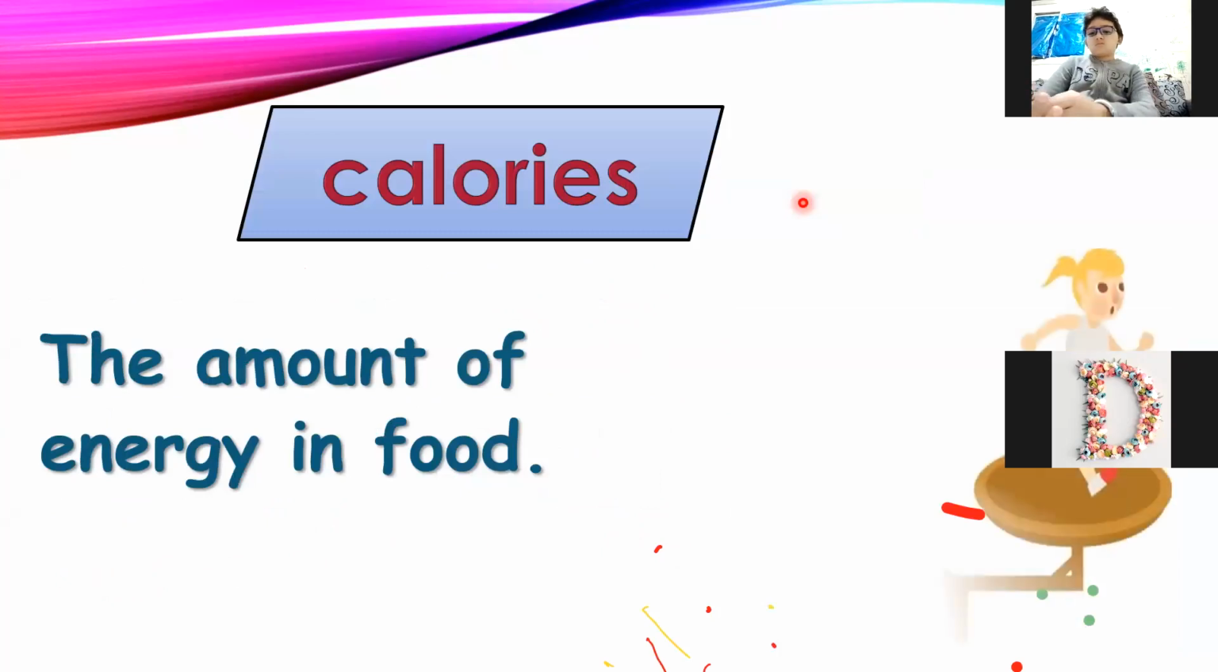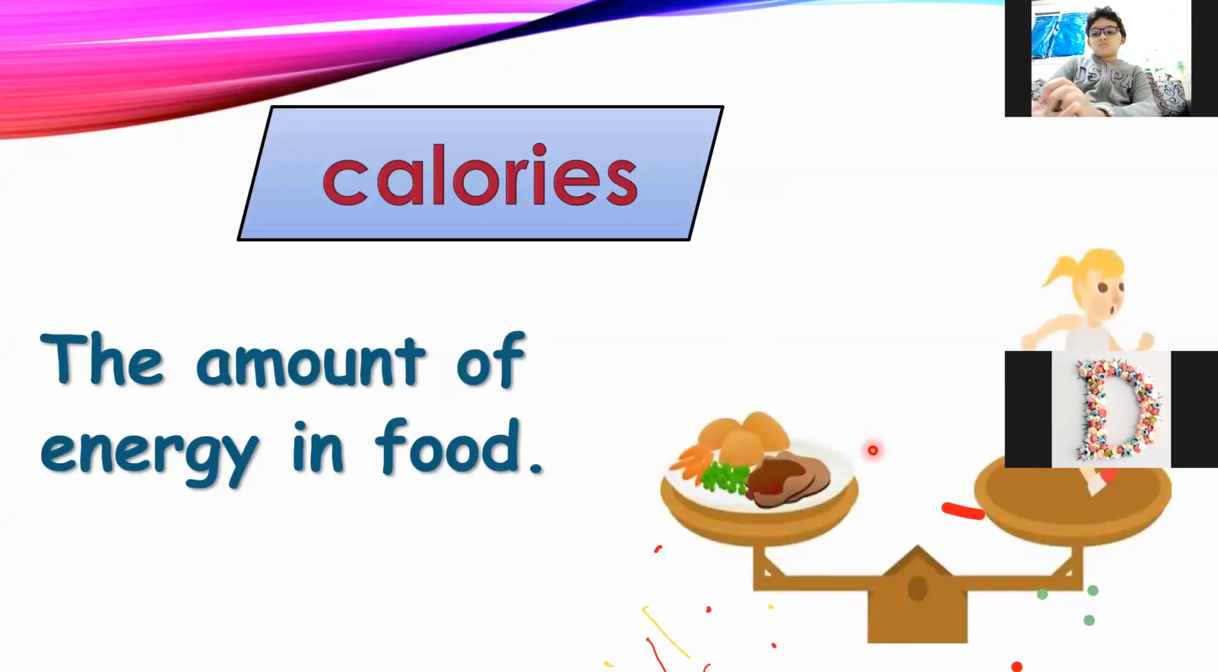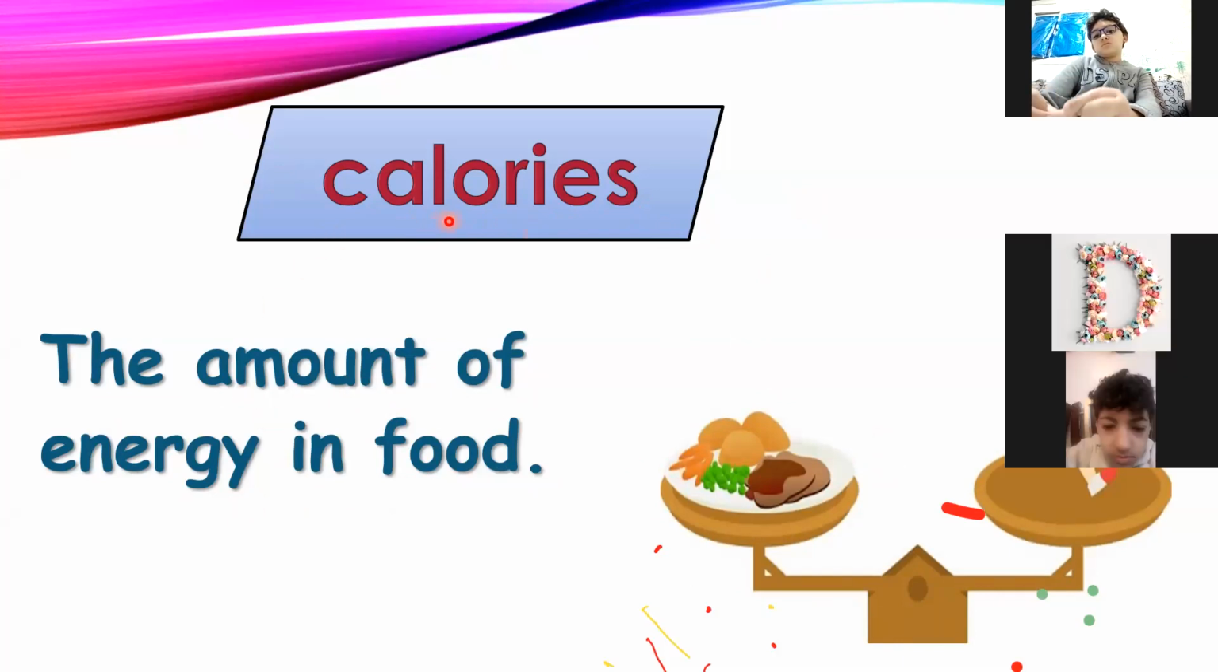Next, calories. Repeat again after me: calories. Calories are the amount of energy in food. When I eat, for example, one dish, the amount of energy inside the food we call calories.